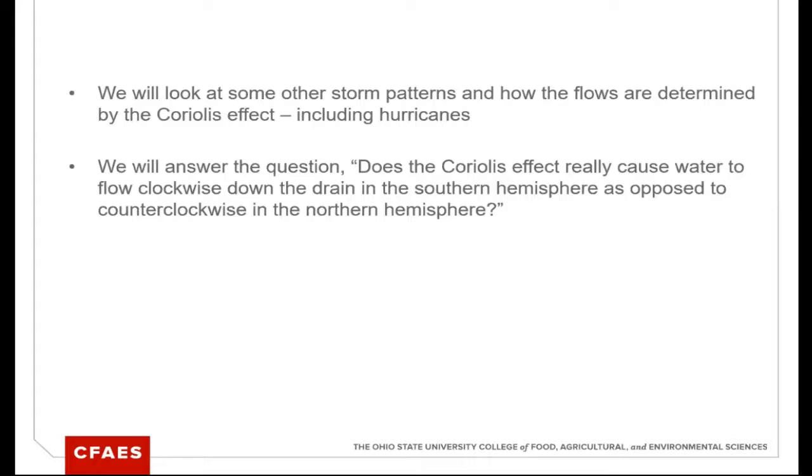Now, next time, we're going to look at some other storm patterns and how the flows around these storm patterns are influenced by the Coriolis effect. And we're actually going to look at hurricanes. A hurricane is a giant storm, like you saw that Noreaster, a giant low pressure system. Well, that's a winter storm. A hurricane is a tropical storm. It's a warm weather storm, but it's also a giant low pressure system.